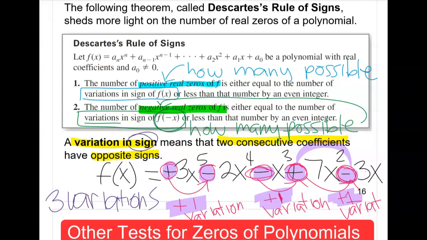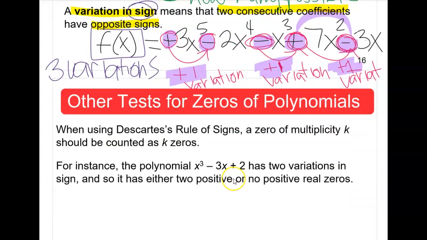In sign, and so that for f of x. So what that means is that we could have 3 positive real zeros. That's just what it means. It doesn't mean that x equals 3 is our zero. It just means that we could have 3 positive real zeros.